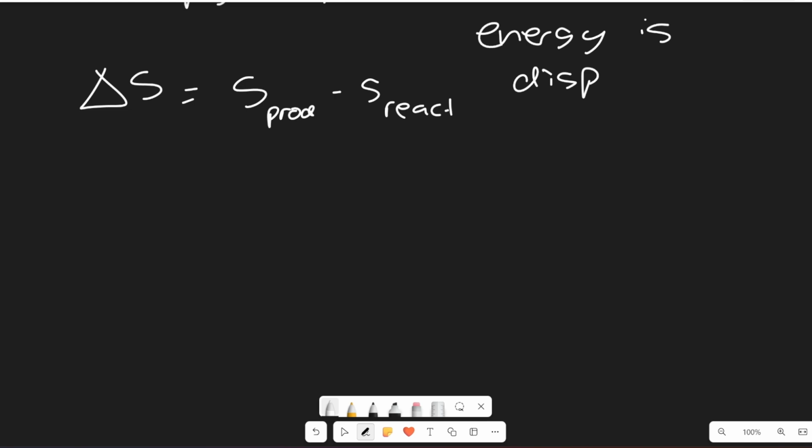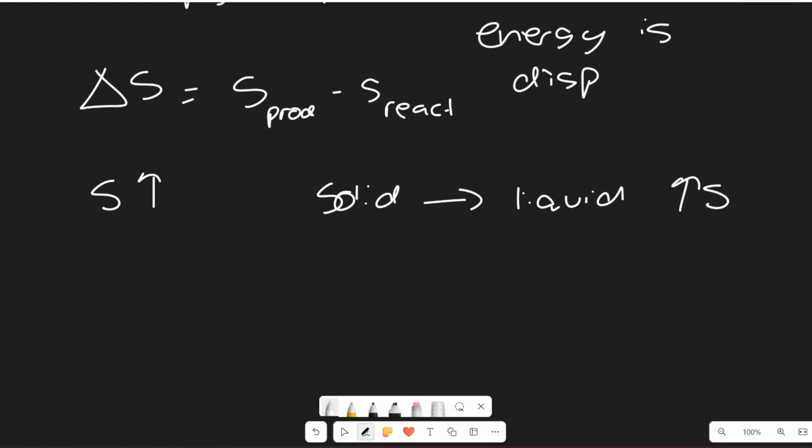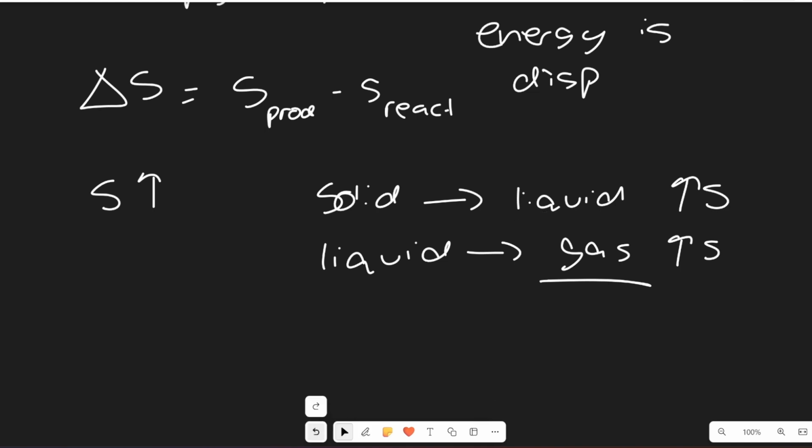So here are some ways that our entropy can increase. Entropy would increase when we're changing phases. For example, if we go from a solid to a liquid, that would be an increase in entropy. If we go from a liquid to a gas, that would also be an increase in entropy. And this is mainly because one could say that we have more chaos in these phases than we do in the other ones.